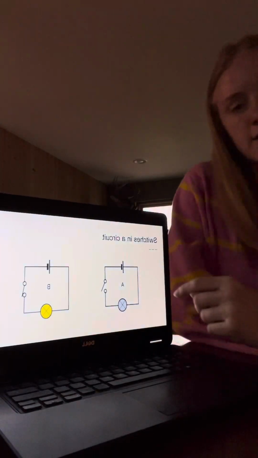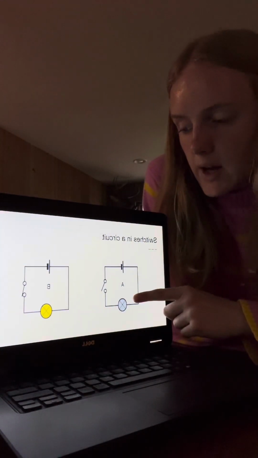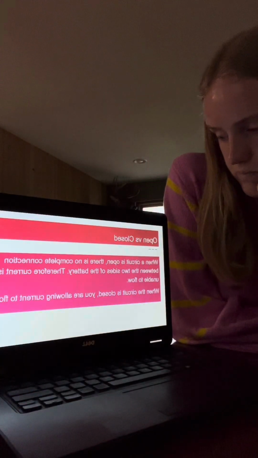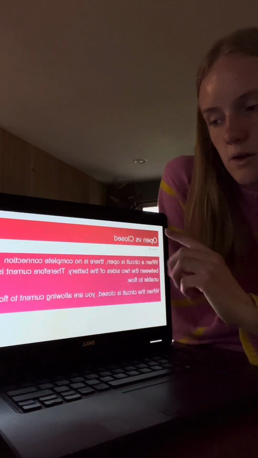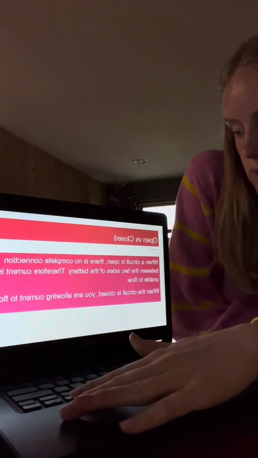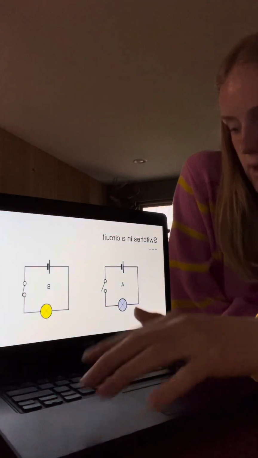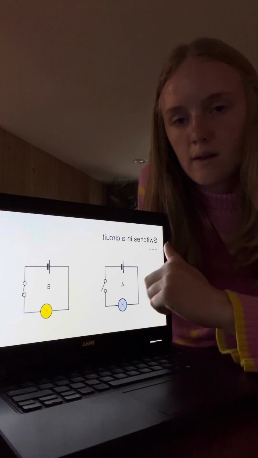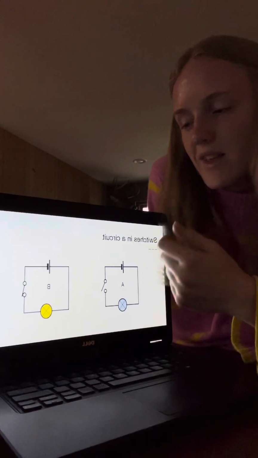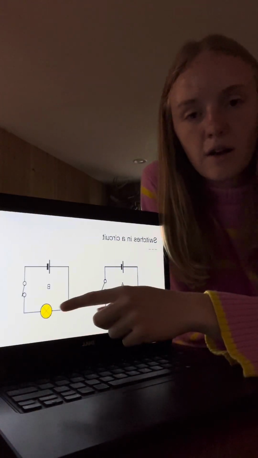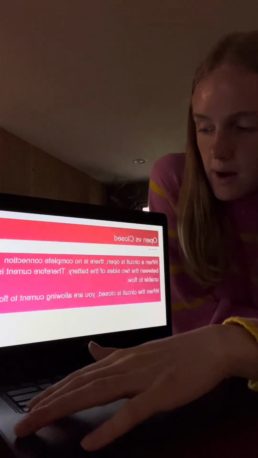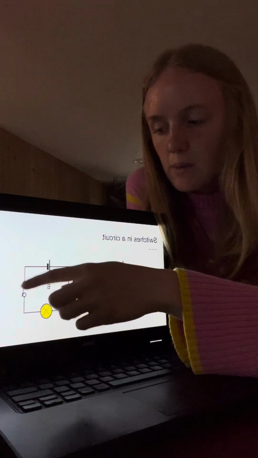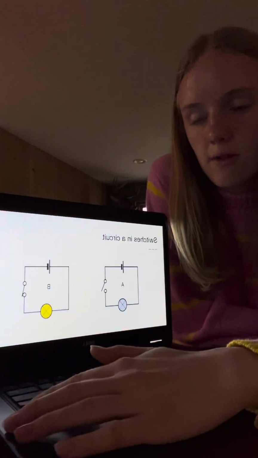Here are switches in a circuit. This is an open circuit, and this is a closed circuit. When a circuit is open, there's no complete connection between the two sides of the battery, so there's no connection there, and therefore current is unable to flow. And then in a closed circuit, there is a complete connection, and therefore we're allowing a current to flow through there.